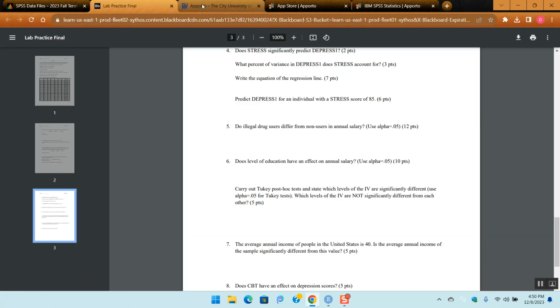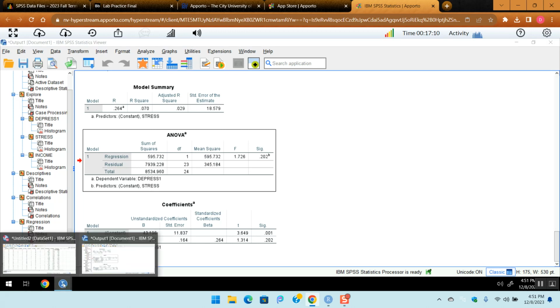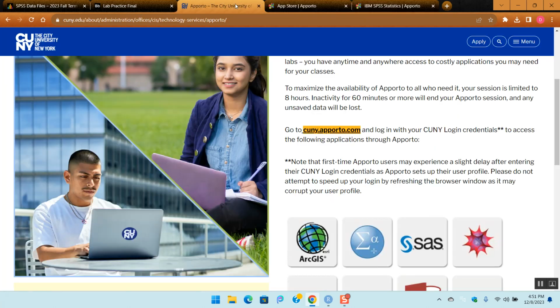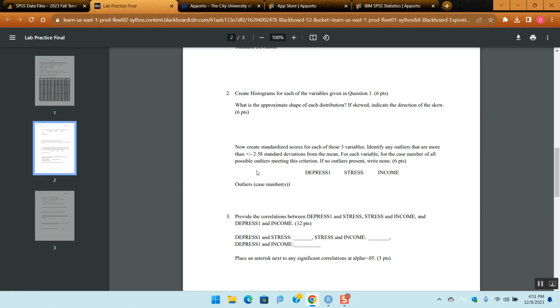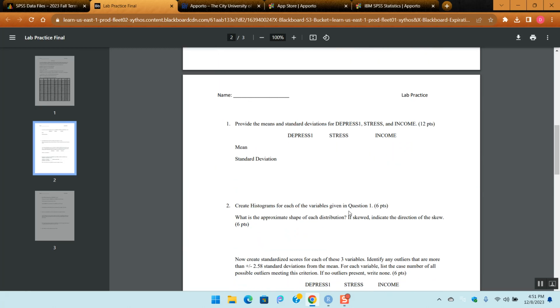Annual salary. Where's my statistics? So let's go to drug users. Let's go back here. Drug users are 1, non-drug users are 0, and I have that labeled up here. Drug, 1 means it uses drugs, 0 means does not use illegal drugs. So it's going to be 1 to 0.